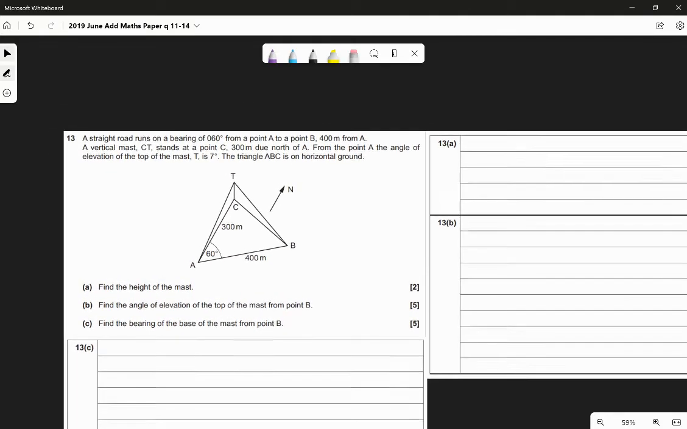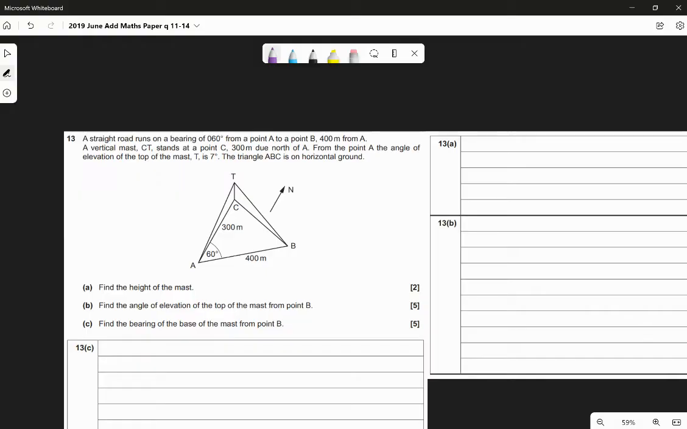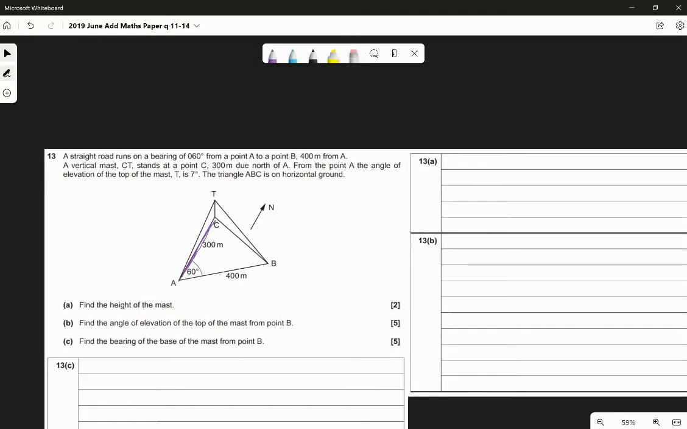Okay, a straight road runs on a bearing of 60 degrees from a point A to a point B, which is 400 meters away. A vertical mast, C to T, stands at a point C 300 meters due north of A. It's weird because north is not up the page, it's sort of at an angle, so that A to C is the north direction. From the point A, the angle of elevation of the top of the mast, T, is 7 degrees. The triangle ABC is on horizontal ground.